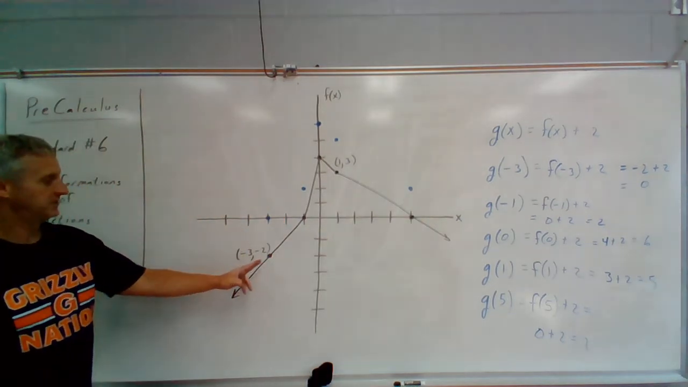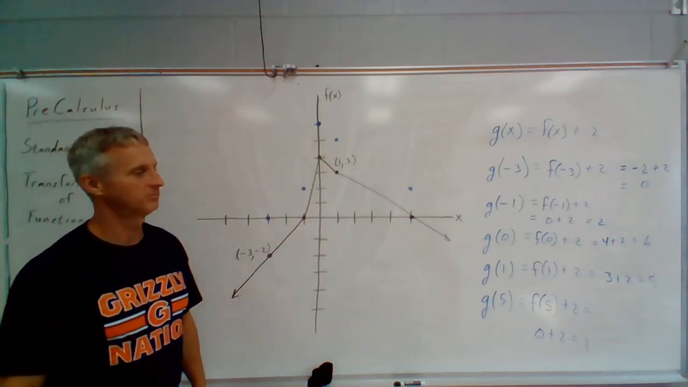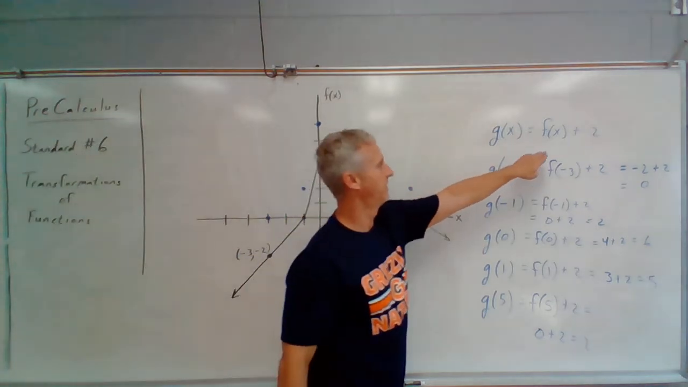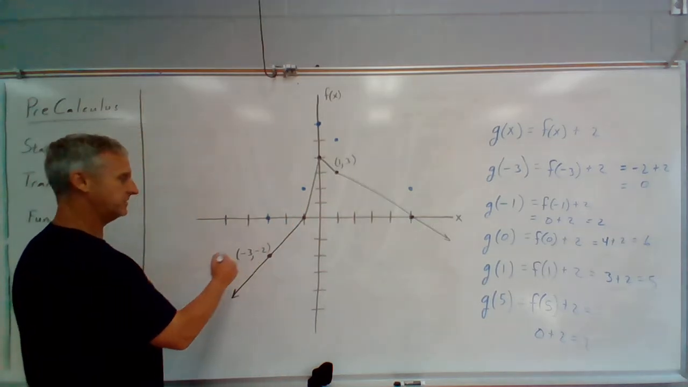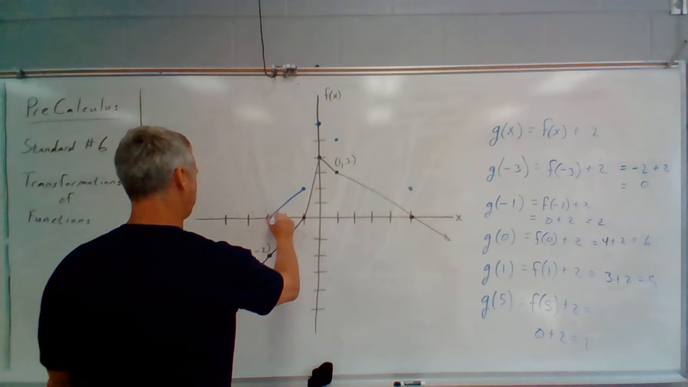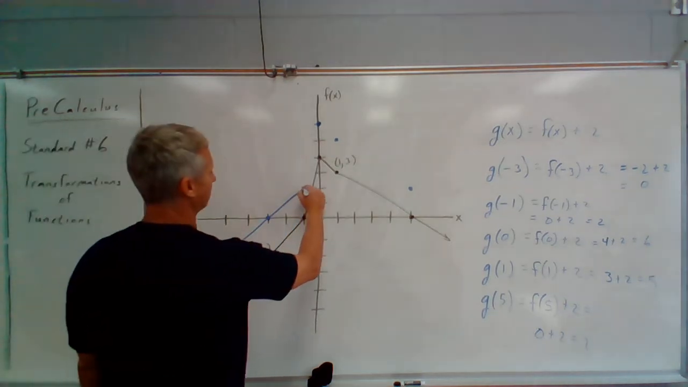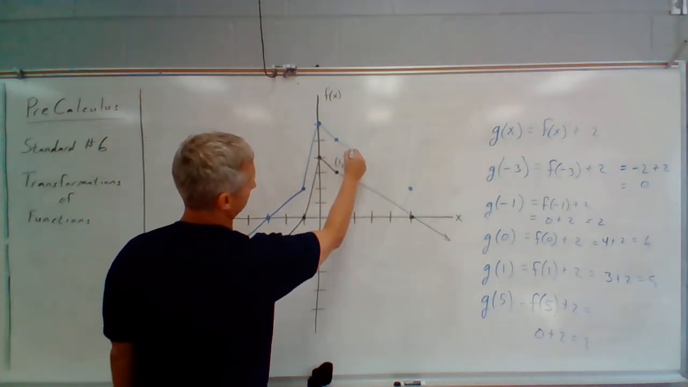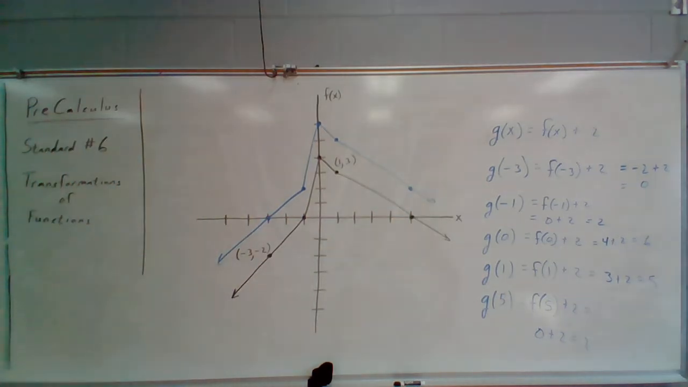So notice what happened is that all these points got shifted up 2 spaces. So just like in our previous example where we had x squared plus 2, and x squared was the original function, that plus 2 out on the end shifted the whole thing up 2. So this graph looks like that. So notice the black graph got shifted up 2 spaces.